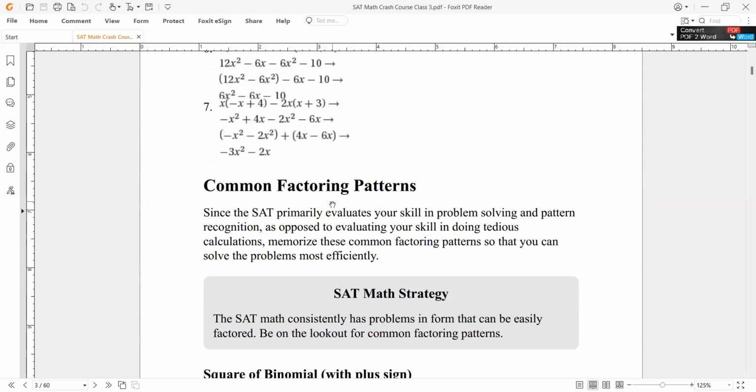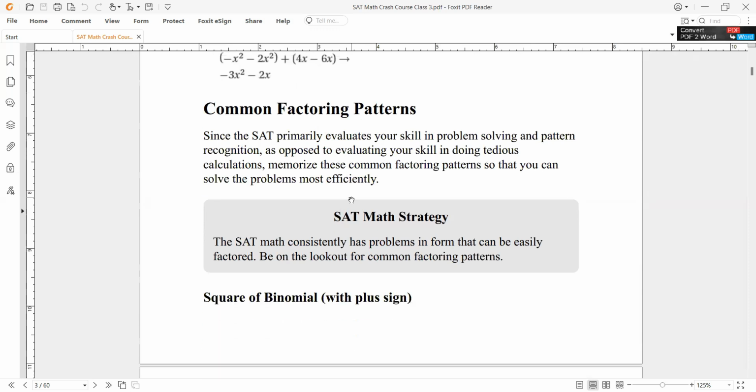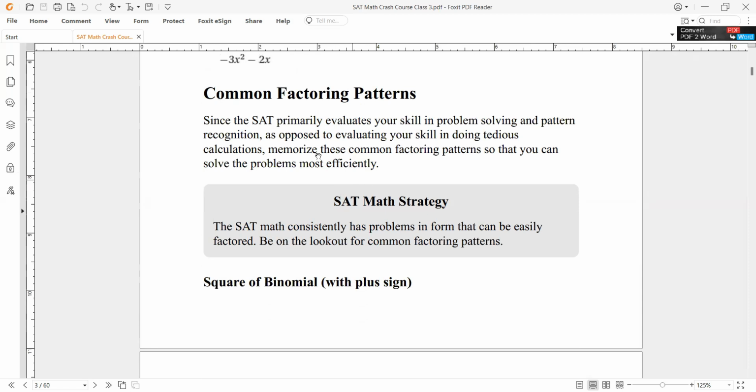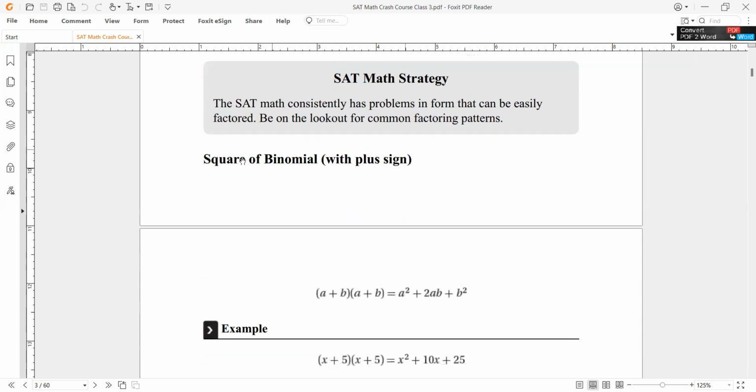So, common factoring patterns. What are common factoring patterns? Since the SAT primarily evaluates your skill in problem solving and pattern recognition, and I think we have already discussed a topic called pattern recognition in our first class, as opposed to evaluating your skills in doing tedious calculations, memorize these common factoring patterns so that you can solve the problems most efficiently. So, square of the binomial with positive sign.